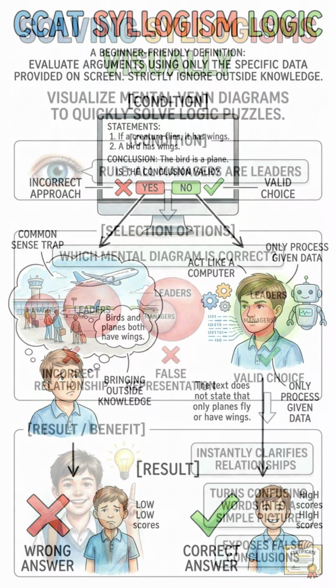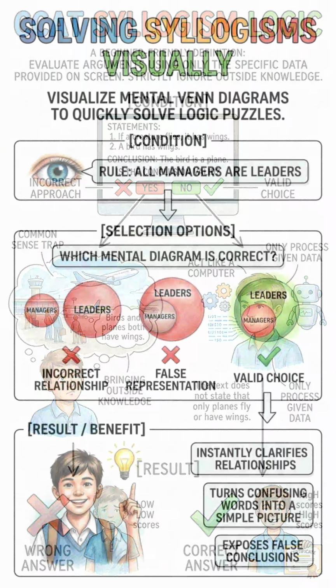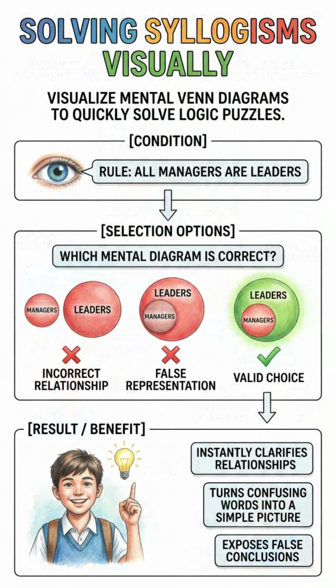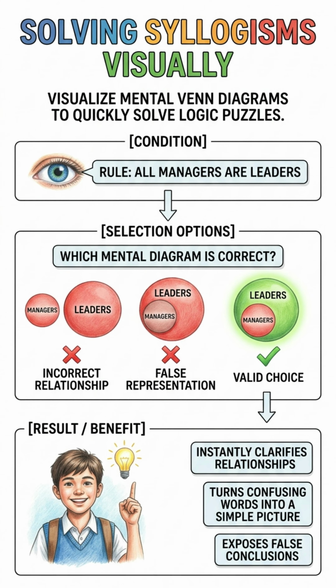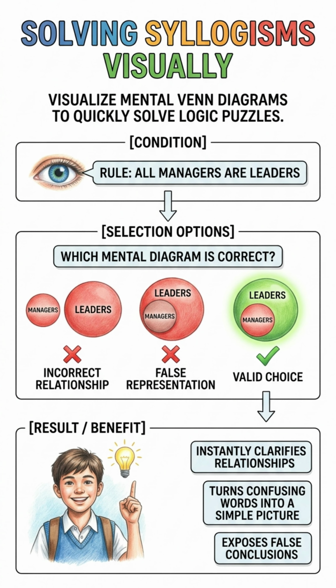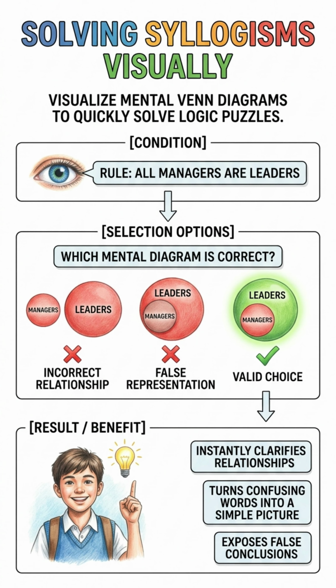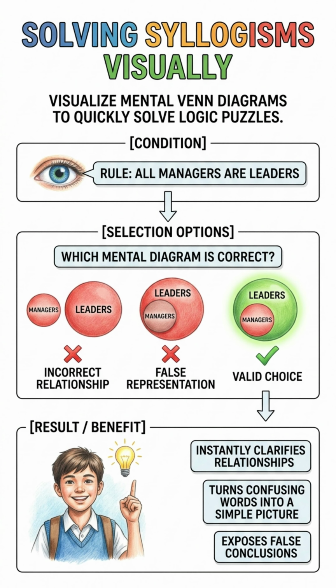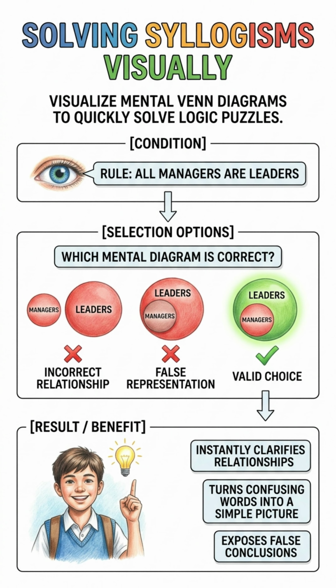The most effective way to solve a syllogism is to quickly visualize a mental Venn diagram. Imagine drawing overlapping circles in your head to represent the different groups of items mentioned in the text. If the text says all managers are leaders, you picture a small circle for managers completely inside a larger circle for leaders. This simple visualization instantly clarifies the relationships and exposes any false conclusions hidden in the answer choices. It turns a confusing word puzzle into a simple picture that is easy to understand.